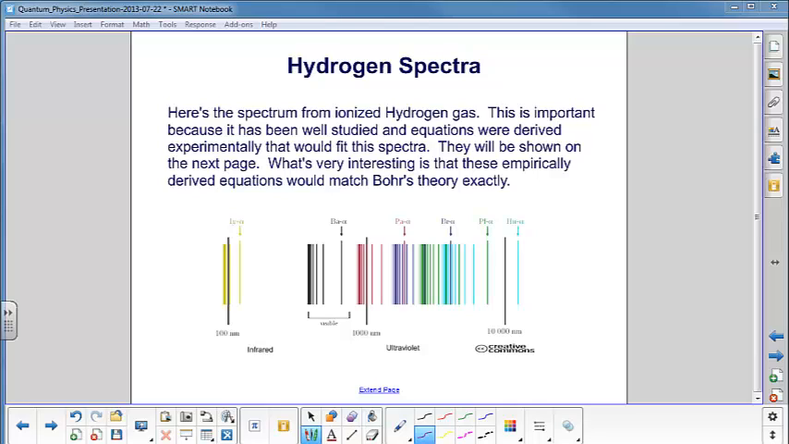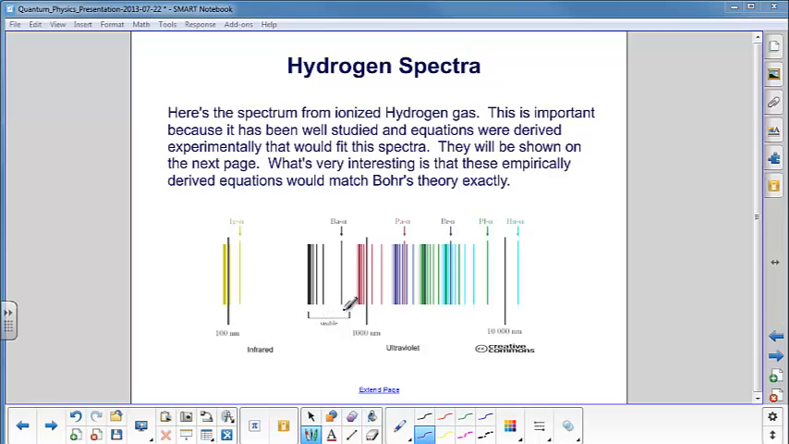Here's the spectrum from ionized hydrogen gas. This is important because this has been well studied, and equations were derived to explain the positions of these various wavelengths, these various colors, that would fit the spectra. So in other words, equations were come up with without a theory. They'll be shown on the very next page.